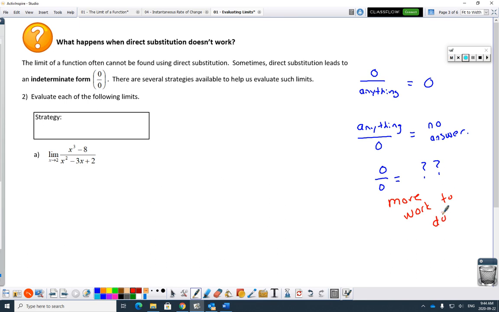So both these previous situations, 0 divided by anything and anything divided by 0, when you ran into that, that was the end of the question. 0 divided by anything is 0. Anything divided by 0, no answer, and you just stopped. When you run into 0 divided by 0, there's going to be more work to do. And I'm going to explain totally what the heck is going on, why there's more work to do, using this example right here.